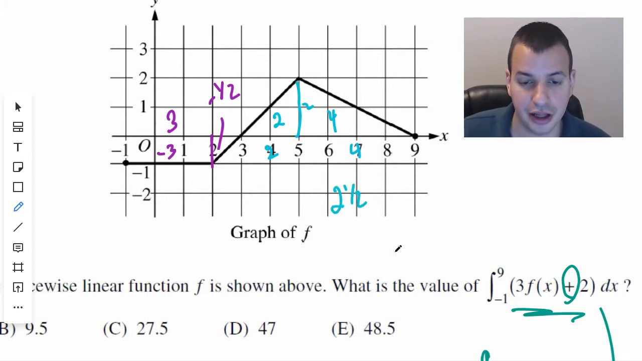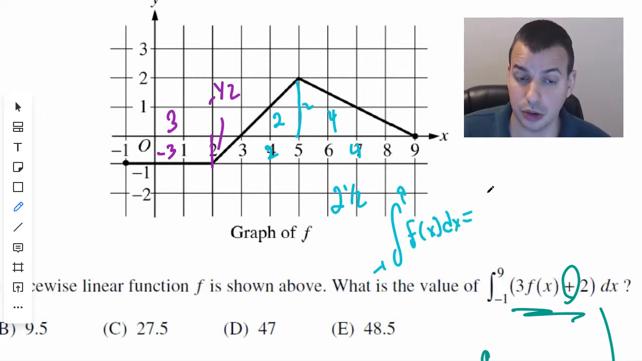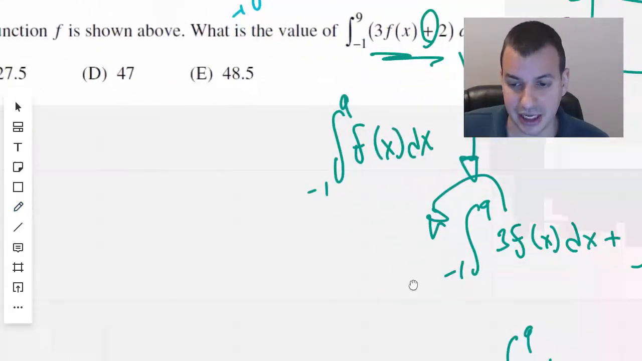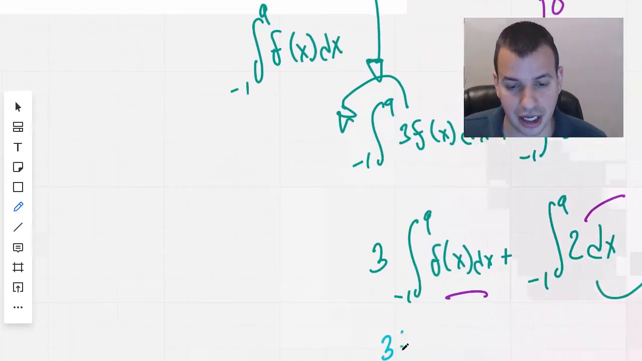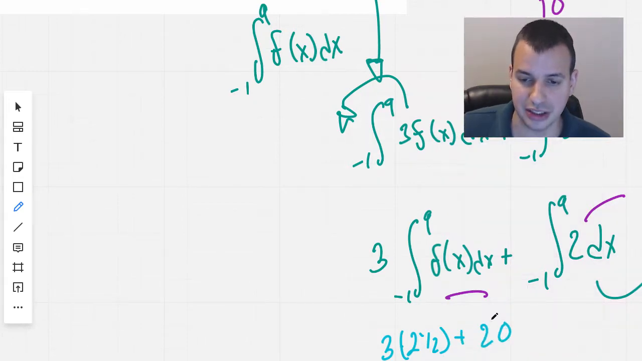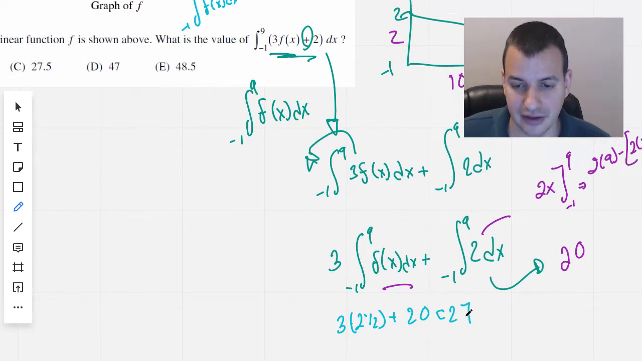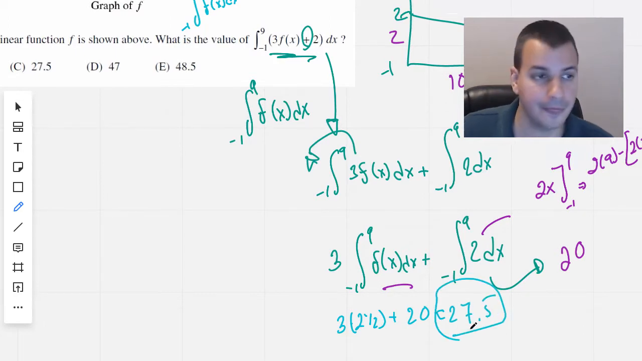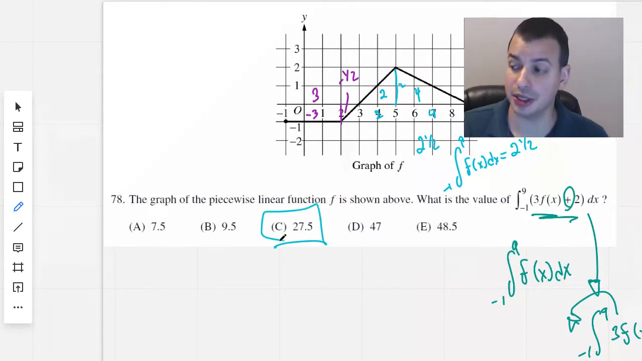So we have the integral from -1 to 9 of f of x dx equals 2.5. We can plug that in here. So we have 3 times 2.5 plus 20, because our 20 is over here, which gives us 27.5. Look over here, and excellent, that's one of the possible answers.